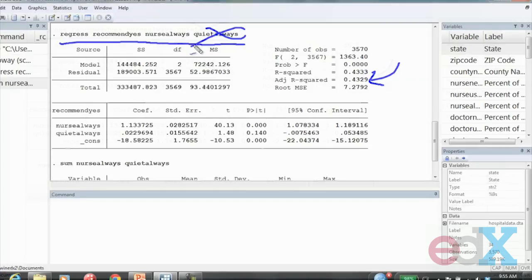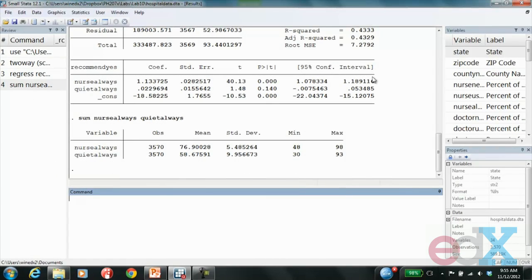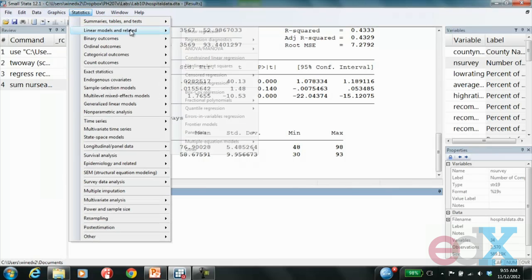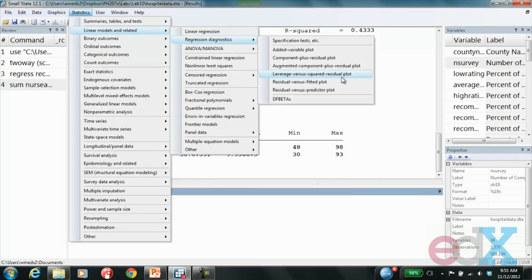In fact, in the simple linear regression model, the R squared was pretty close to what we have here. It was actually also estimated as 0.43. So it doesn't seem like we're really gaining very much or explaining much more variability in the outcome by adding quiet always into our model. Additionally, we can make some residual plots. To make a residual plot in Stata, we've seen this in the previous linear regression modules. We just go to regression diagnostics, and we'll look at a residual versus fitted plot.